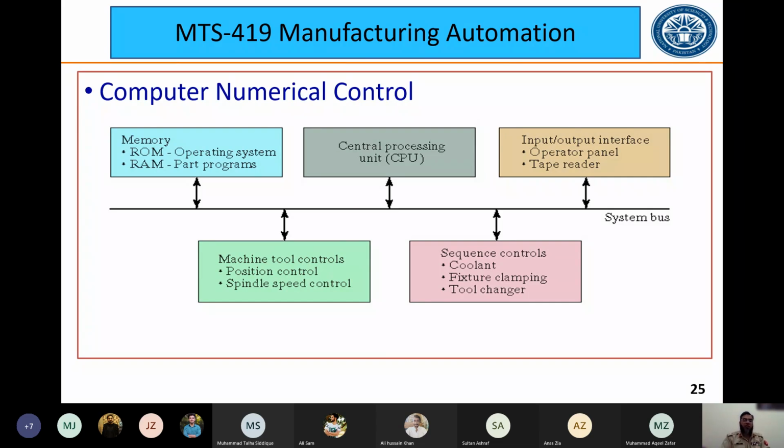So you can now see that you have a memory on which you have your part program. That program moves onto this, so it goes to the machine control unit. Okay, it goes to the machine control unit, जो कि position या spindle का control है.